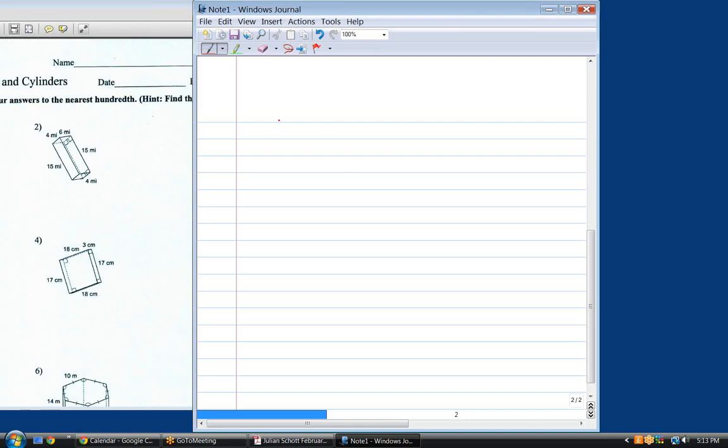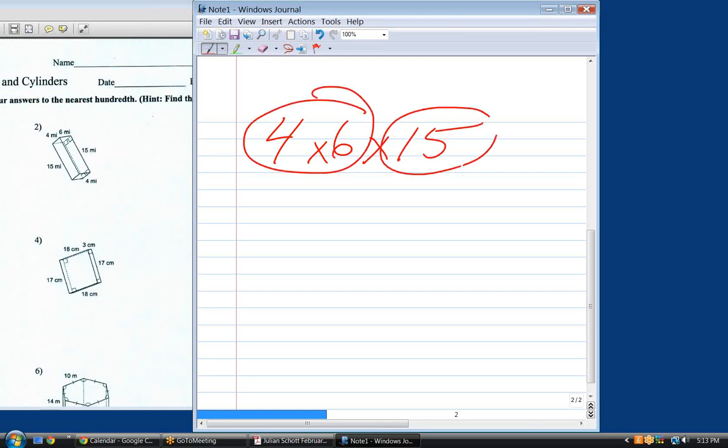Okay, well the area of the base is 4 times 6 times 15. In other words, I took the area of the base times its thickness. Well, I also could have taken 6 times 15 as the base and multiplied it by 4. A brick is particularly different than most prisms in that you can choose.